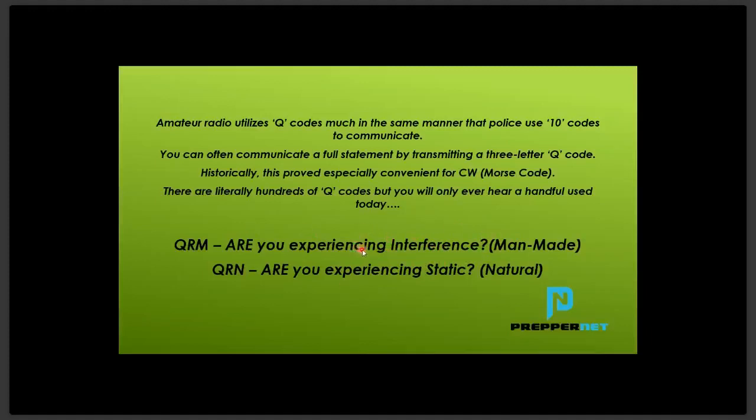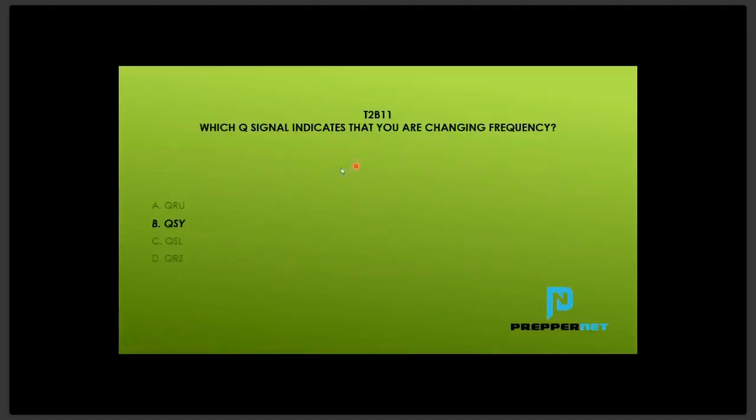If you hear static, like lightning storms or whatever, then it would be natural. And again, you're only going to need to know a few. QRM, QRN. So which signal indicates that you are changing frequencies?